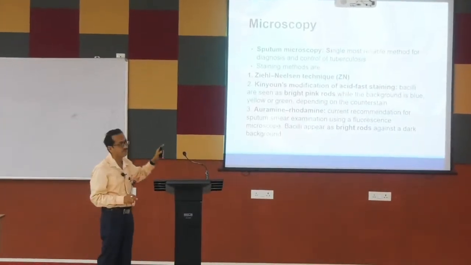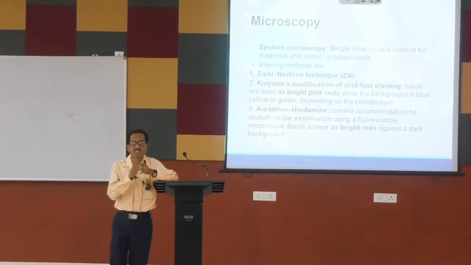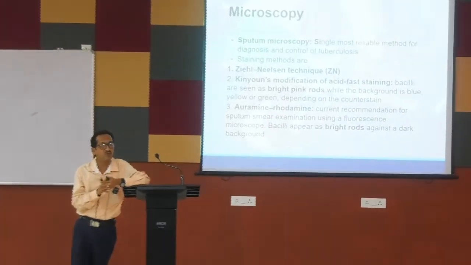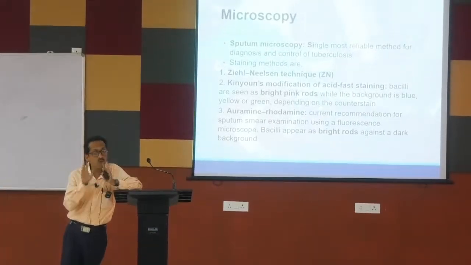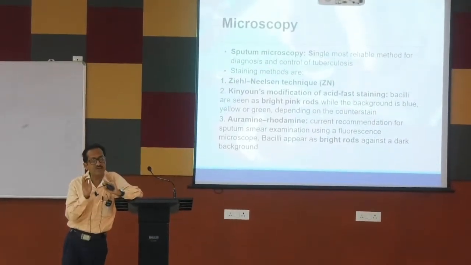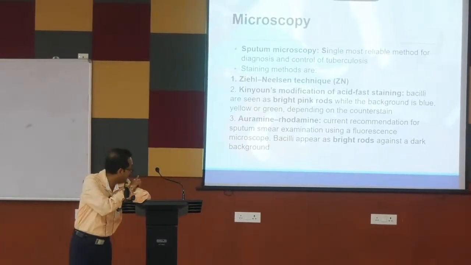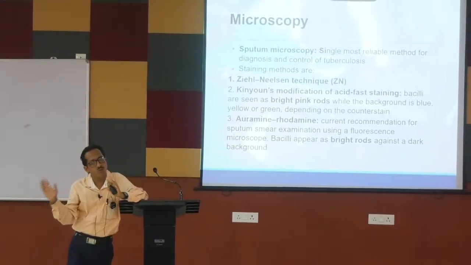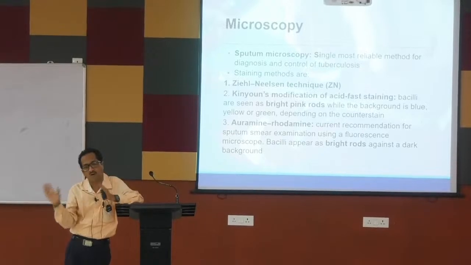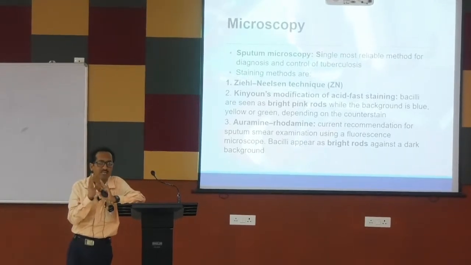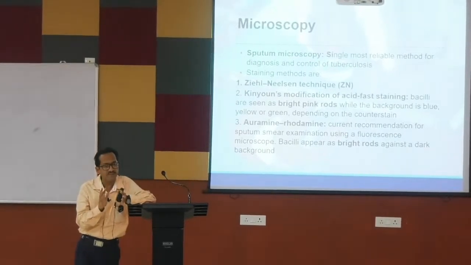Now, auramine, rhodamine, fluorescent stain. In a district tuberculosis center, which stain is commonly used? Fluorescent stain. Now, what is the advantage? It can be auramine, rhodamine, which I have written in the slide, or it can be auramine O. Auramine O or auramine rhodamine, that is the stain. What is the advantage of fluorescent staining?